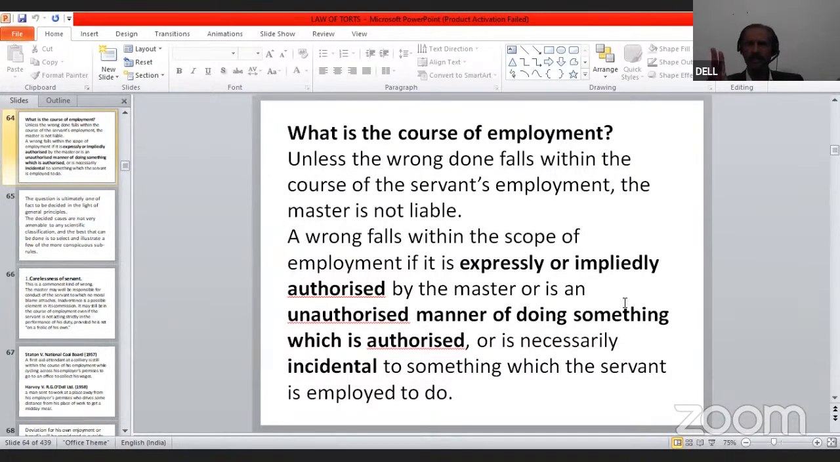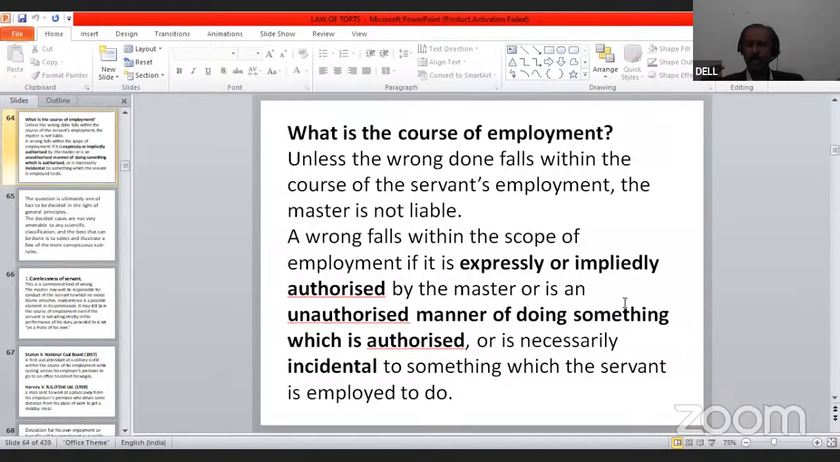The second essential of what I have to explain is "within the course of employment". What is the course of employment? I already said that he must be a servant and it must be within the course of employment. If it is within the course of employment, they say the master is absolutely responsible, of course. So that is exactly what we are going to do in this particular section.